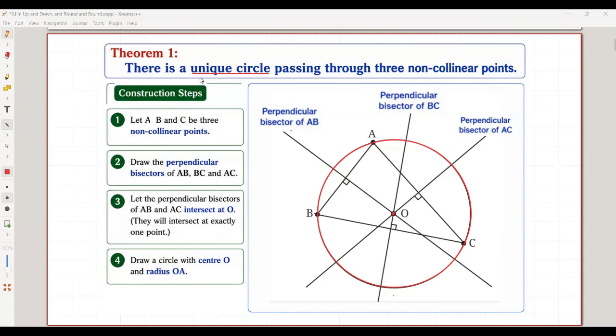So the first one: there is a unique circle passing through three non-collinear points. Non-collinear means the three points will not be lying on the same straight line. They will be in different positions.